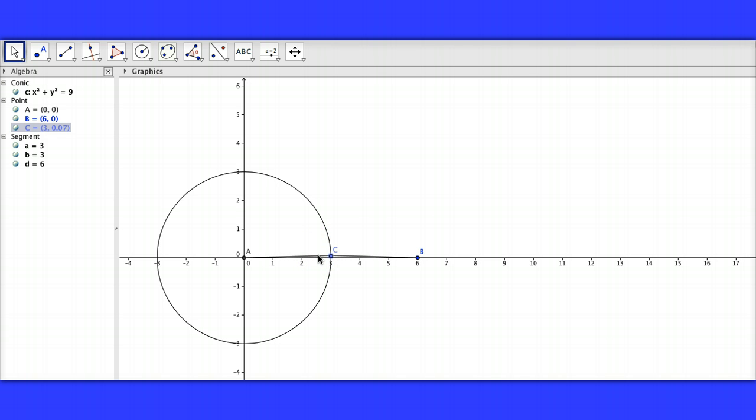And there it looks like it's actually equal to 3, but of course we can see it's still a little bit above the axis. But in terms of precision for GeoGebra, it's essentially 3.